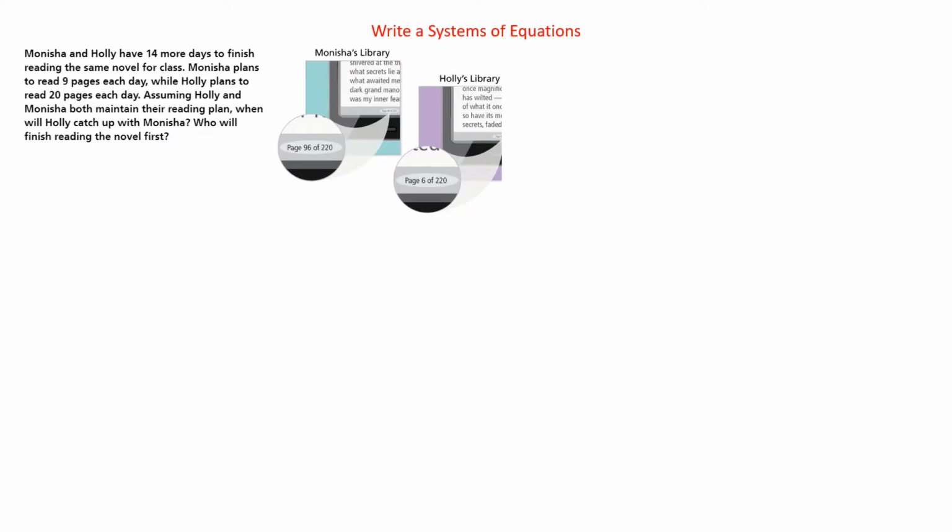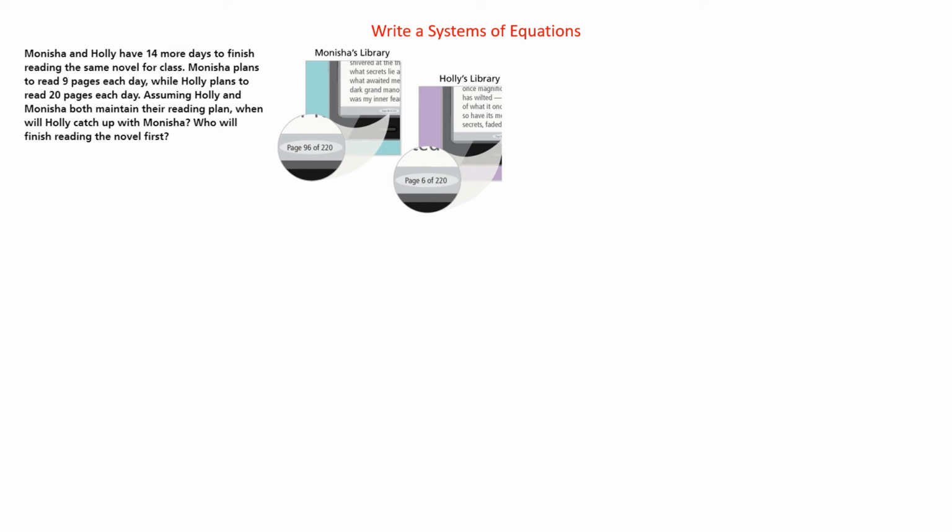Writing a system of equations. So to write a system of equations, we just need to write two different equations. So here we have Monisha and Holly have 14 days to finish reading the same novel for class. Monisha plans to read 9 pages each day, while Holly plans to read 20 pages each day. Assuming Holly and Monisha both maintain their reading plans, when will Holly catch up with Monisha, and then who will finish reading the novel first?